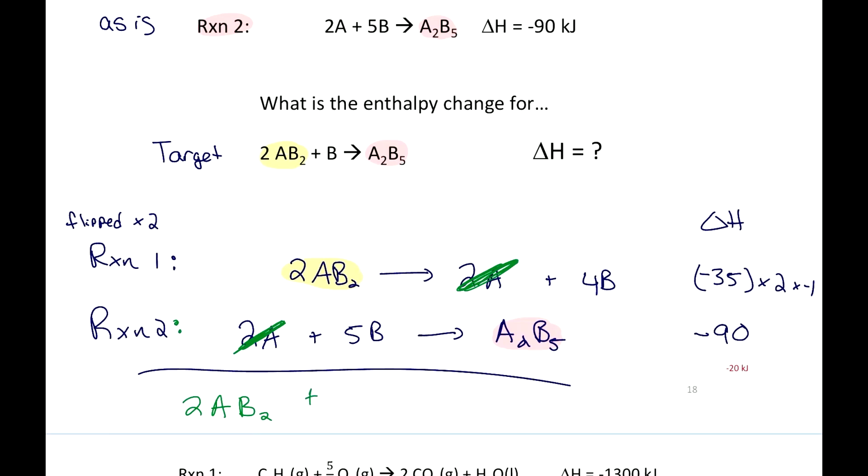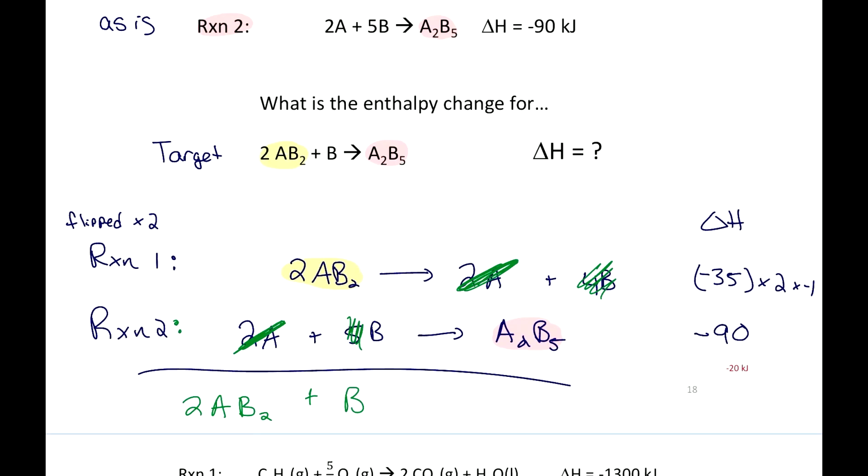What else cancels? The B's, but do all of them cancel? No, they don't. Only 4 of them cancel. So those 4 cancel, and then how much are left over here? Just 1, all right? Just 1 of those B's. And is that what we wanted? Do we want 1 B left over? Yes, we did. So that's good. We skipped B.